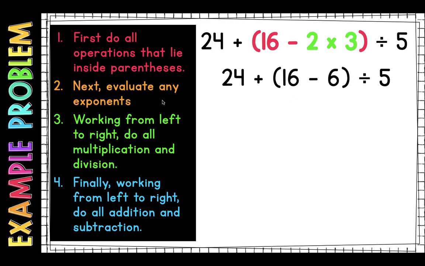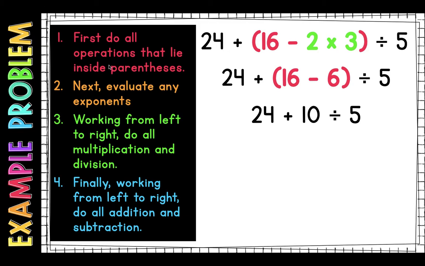Now, I'm going to go back to step number 1 because I still have some parentheses, and I'm going to evaluate what's inside. 16 minus 6 will leave us with 10. So now we'll have 24 plus 10 divided by 5. And I can go back to working through the order of operations in our normal order.